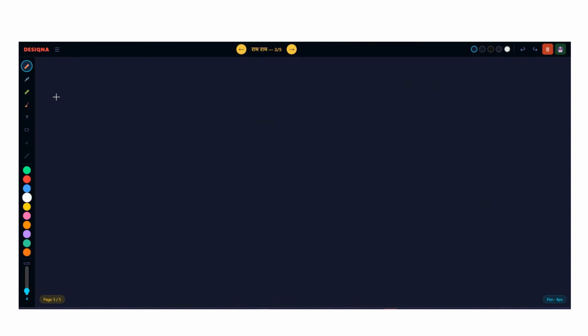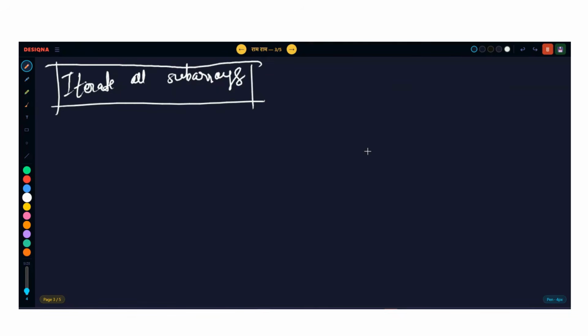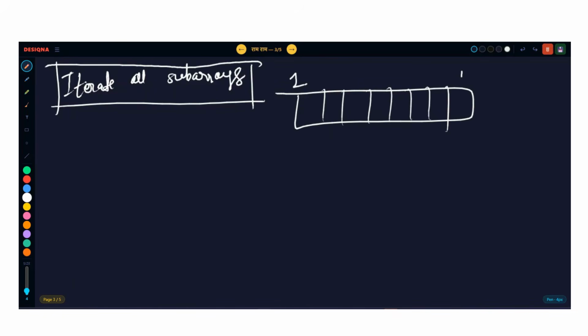First of all, guys, do you know how to iterate all the subarrays? I am damn sure you know how to do that. Like how to iterate all the subarrays. Just enjoy and don't overthink. That's how you iterate all the subarrays. Like you know that, right? If this is an array, this is 1, this is n. So you want to consider all the subarrays from i to j, okay? Where i can be anything from 1 to n and j can be anything from 1 to n, and i will always be less than equal to j.